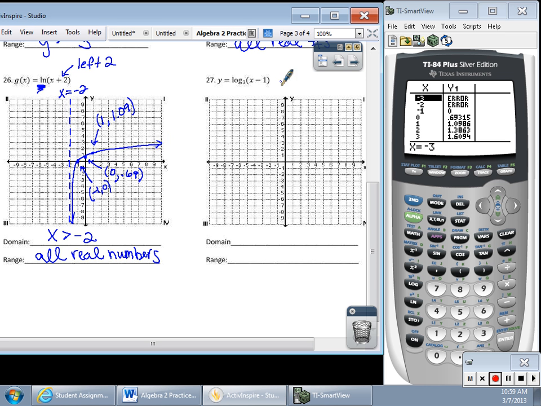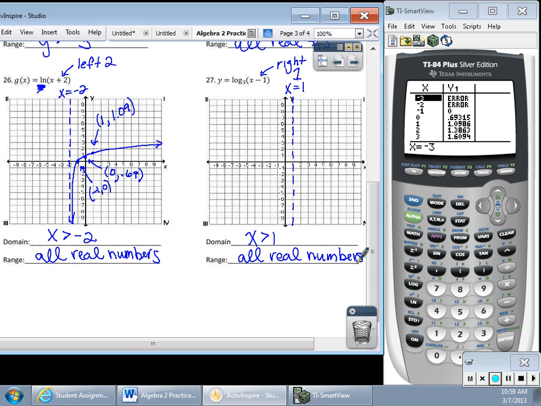Okay, the last one is log base 3 of x minus 1. Domain would be x is greater than 0, but for this we shift right 1 unit. And so domain becomes x greater than 1. Put the asymptote and label that asymptote. x is equal to 1. Range for logarithm, all real numbers.